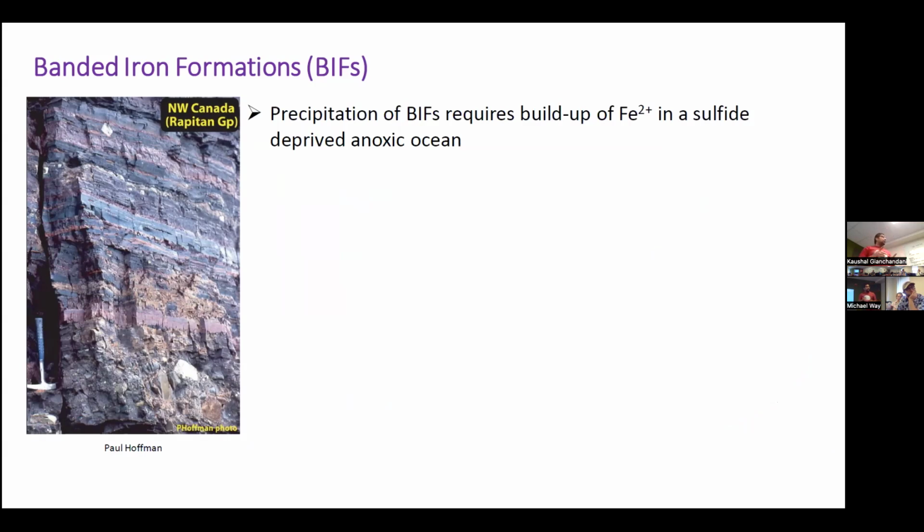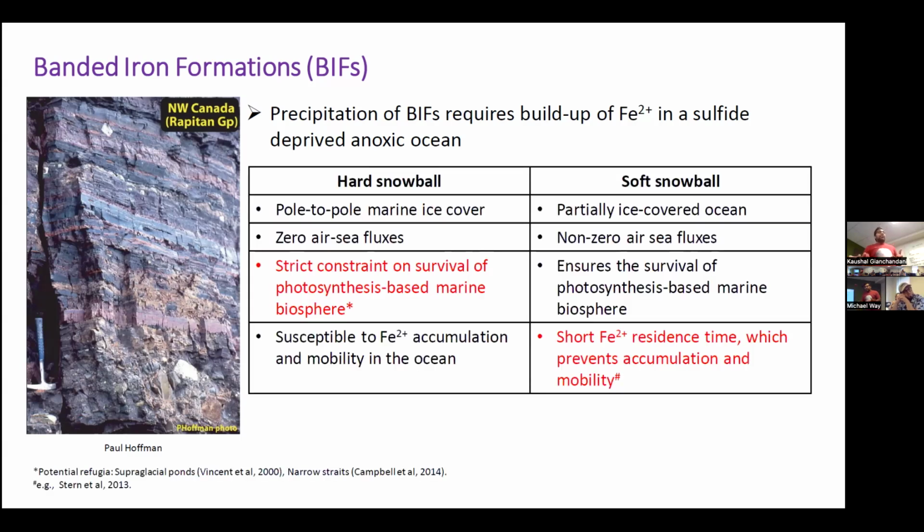So the precipitation of these BIFs requires a buildup of iron in a sulfide-deprived anoxic ocean. And the ocean needs to be sulfide-deprived because otherwise iron would just react with sulfide to produce pyrite, I think it is called. So let's now talk about the hard versus soft snowball debate in light of the banded iron formations. As I mentioned when I began this talk, a hard snowball signifies a snowball Earth state in which the entirety of the Earth's surface is covered with ice. So in that case, there would be very little to negligible air-sea fluxes.